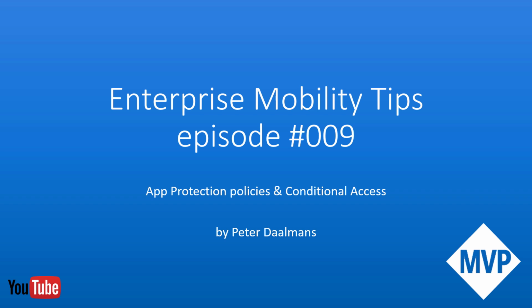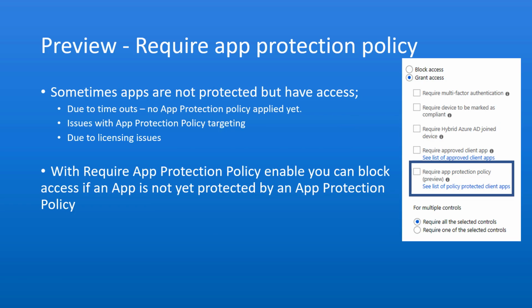Today, I want to show you a tip around app protection policies and conditional access: how we can make sure that the apps are being protected when getting access to the online service. In the past, we've seen a lot of issues when using the Require Approved Client app. For some reason, the app was not protected, but still the user was allowed to access, for instance, Exchange Online. And this could be because of licensing issues.